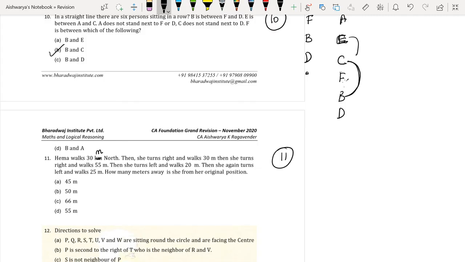Yeah, read, Anirudh. Hema walks 30 meters north. 1 second. So 30 meters, I don't have a scale, so even in the exam you may not be able to exactly do it. So just try to do it as accurately as possible. So I just tried to do 3 short lines, which is 30 meters. Then she turns right and walks 30 meters. So again I'm going to draw 3 short lines which will roughly look 30.